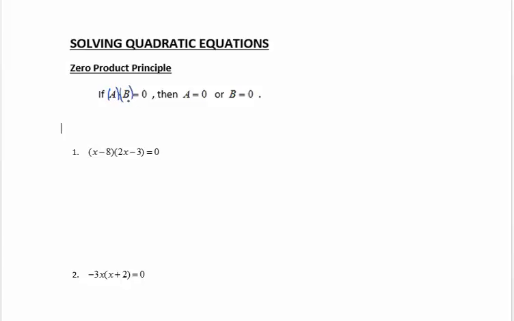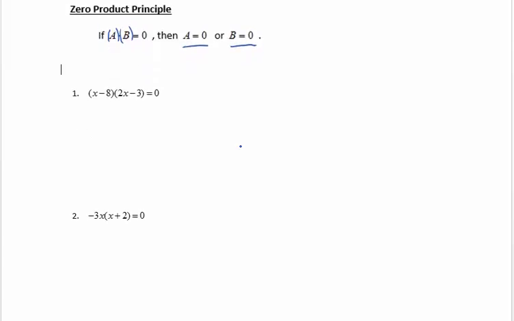Well, in order to multiply two numbers together and get 0, one of them has to be 0. That's all we're saying here. So if a times b equals 0, then either a is 0 or b is 0. Okay? How are we going to use that principle to solve equations? Well, let's take a look at my first example.